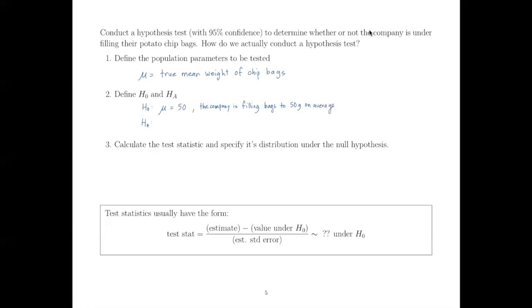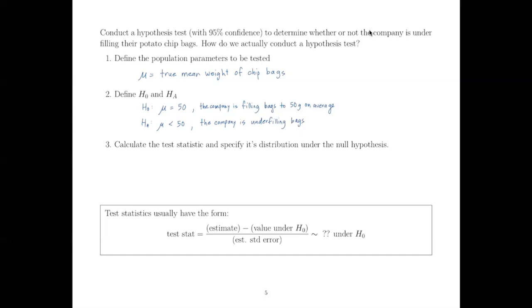Our alternative, the thing that we might be gathering evidence for that we think might be true, it's usually going to have a less than sign or a greater than sign or a not equal to sign. That information will be given in the question. In this case, we were sort of thinking about the fact that maybe this mu was less than 50. We were really concerned that they were underfilling the bags. So I'll just write that in math language, mu less than 50, and then also in words. So the company is underfilling the bags, so some number less than 50 grams on average.